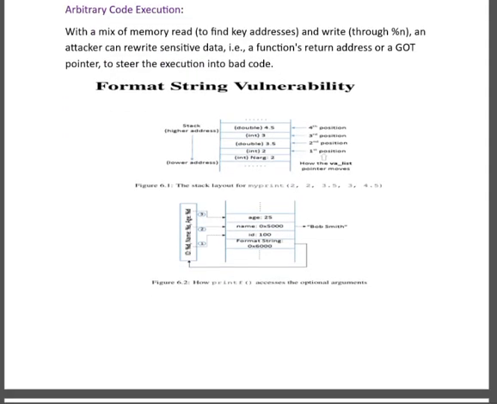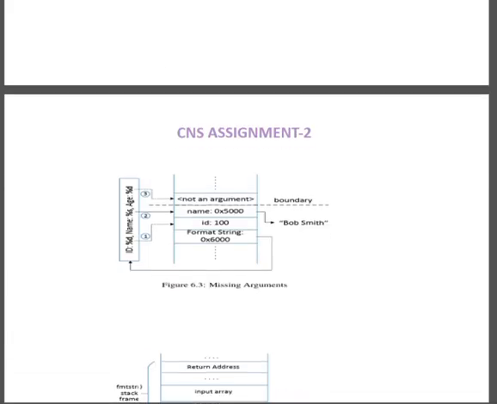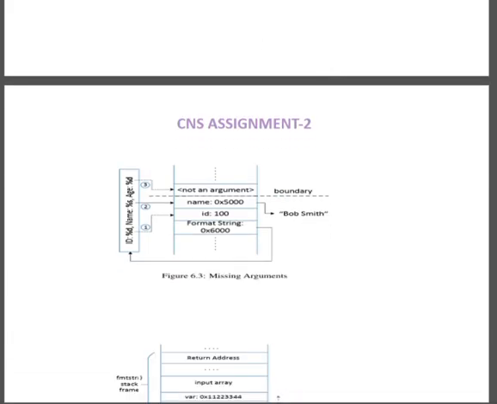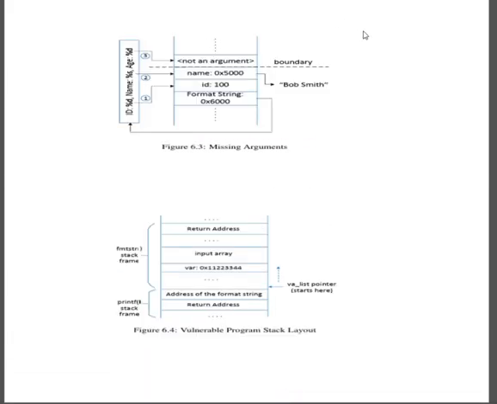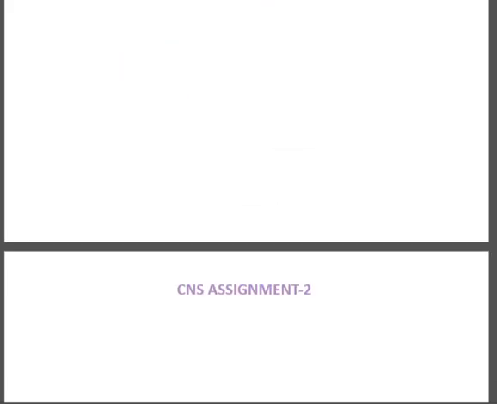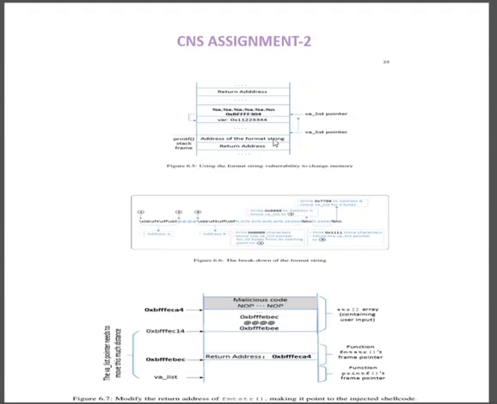Below in these pictures we can see in detail about the format string vulnerability. In this picture we can understand about missing arguments and vulnerable program stack layout, and it also gives details about using the format string vulnerability to change memory.